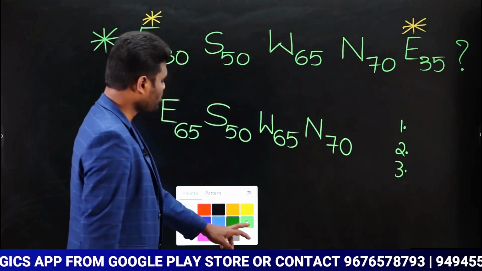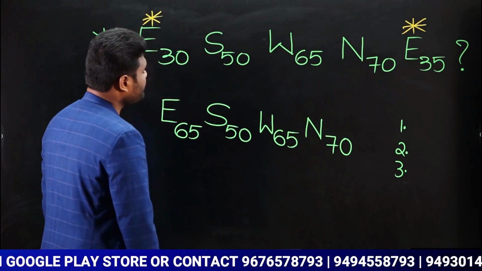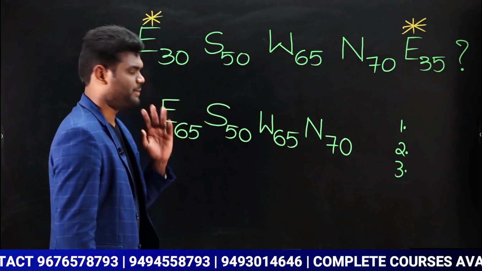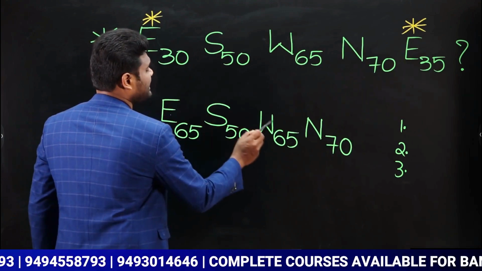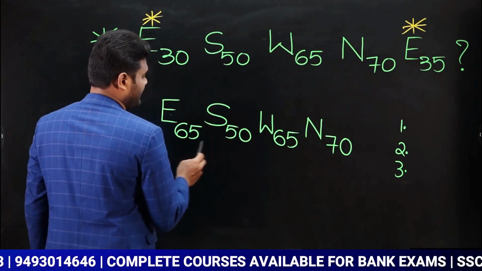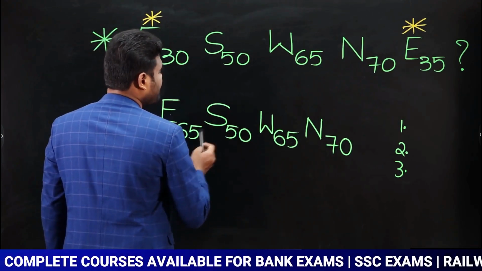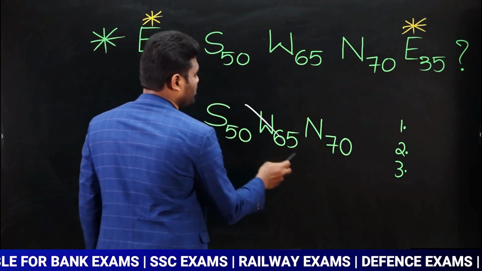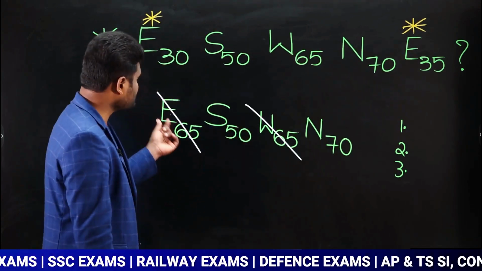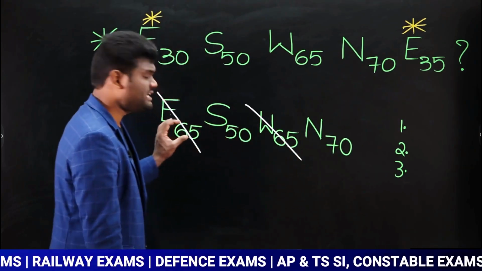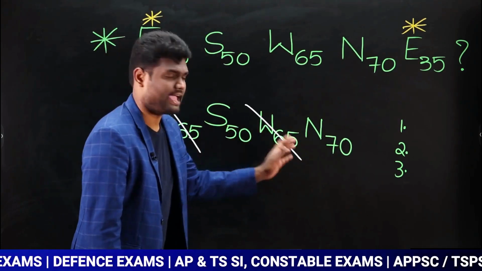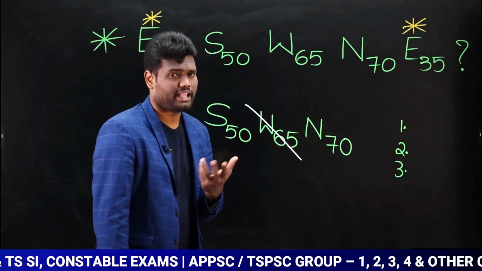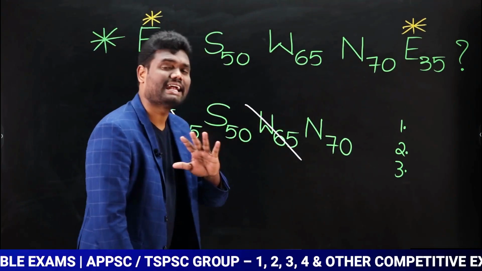Okay. Now apply the rule whatever we have discussed. What did we say? Opposite subtract, same add. Now if you observe, east opposite is west. East is 65. West is 65. 65 minus 65 is 0. Which means you can cancel both of them. Why? Because east opposite is west. East is 65. West is 65. As both of them are 65, if you subtract, it is going to be 0. Yes or no? So east and west get cancelled.